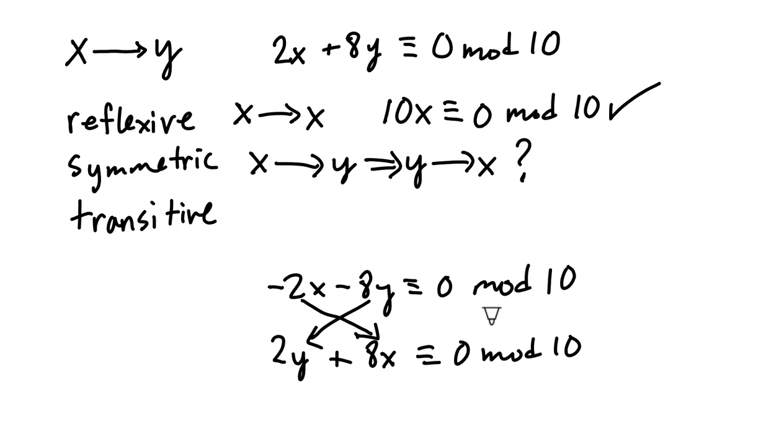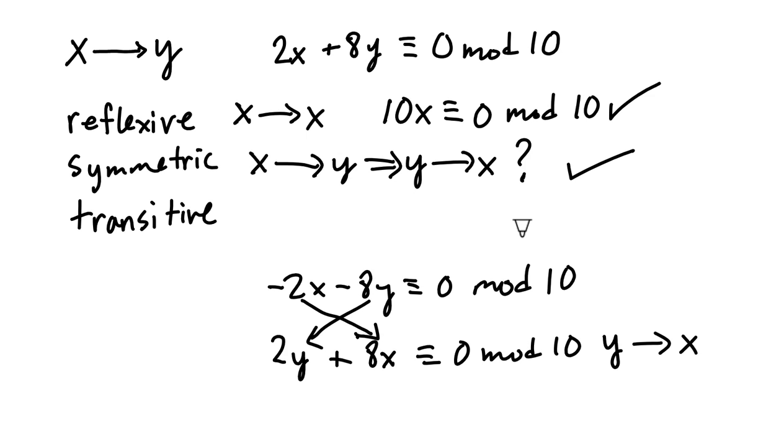So in other words, y will be going to x under the assumption that x was going to y. All I did here was take this and multiply both sides of this congruence by negative 1 in mod 10, and rewriting the negative 8 and negative 2, I was able to see this pretty quickly. So yes, it is symmetric.